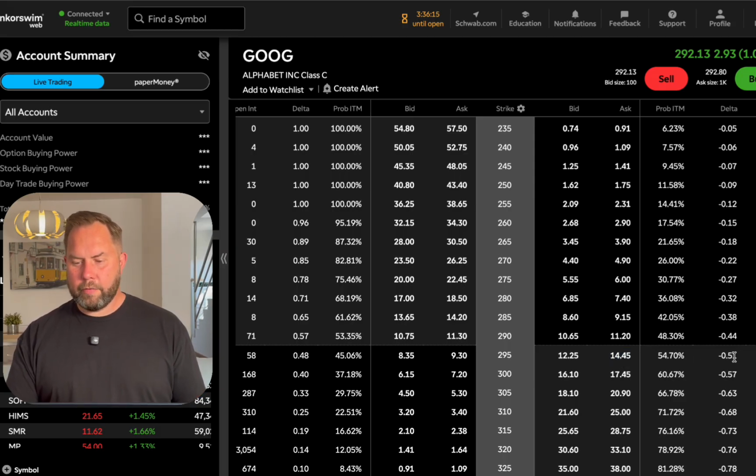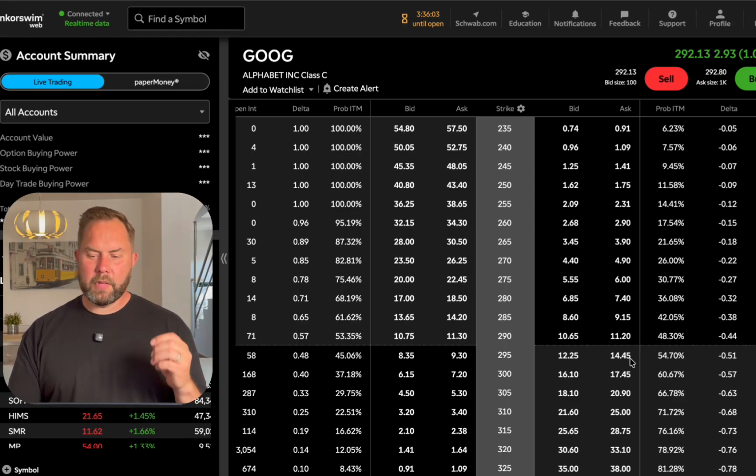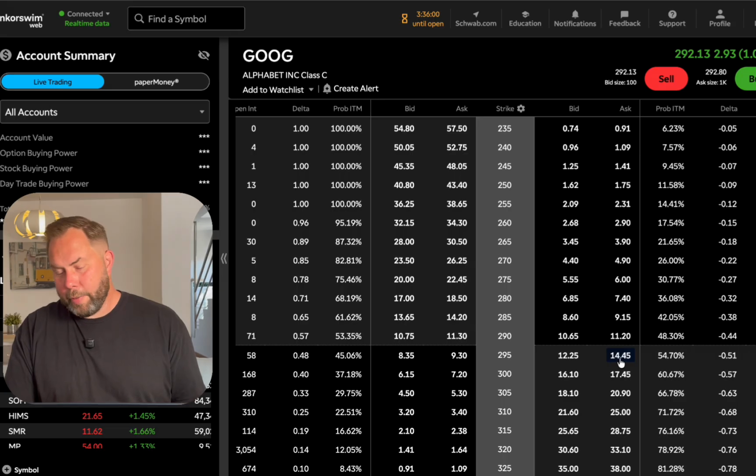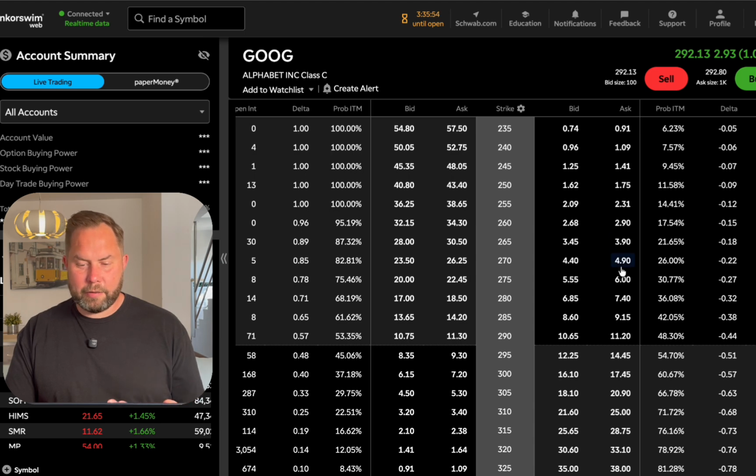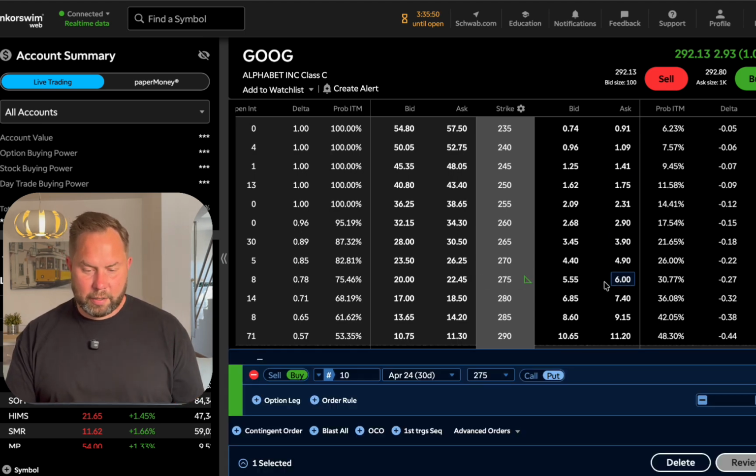However, for every dollar Google drops, you're capturing 51 cents on the dollar. So if it drops from 292 down to 282, you're collecting 51 cents on that $10 drop. However, it's $1,400. Maybe you don't have $1,400. And you think Google reasonably is going to go from 292 at least down to 275. Well, you could buy that one for only $600.